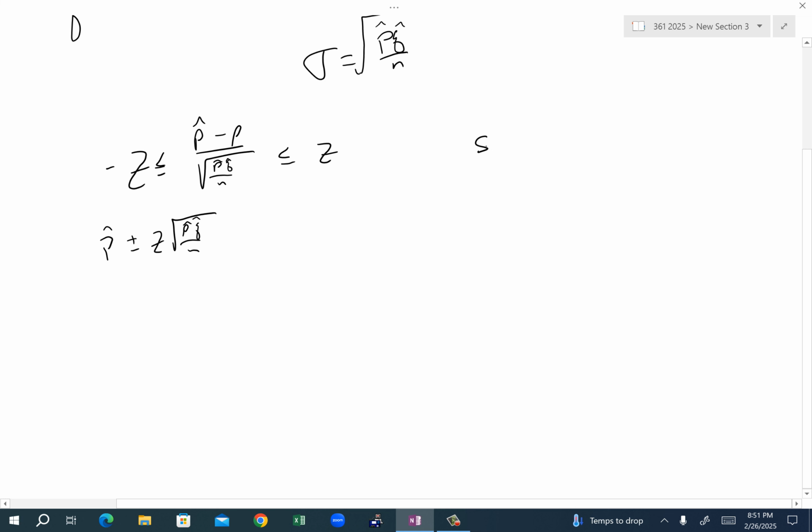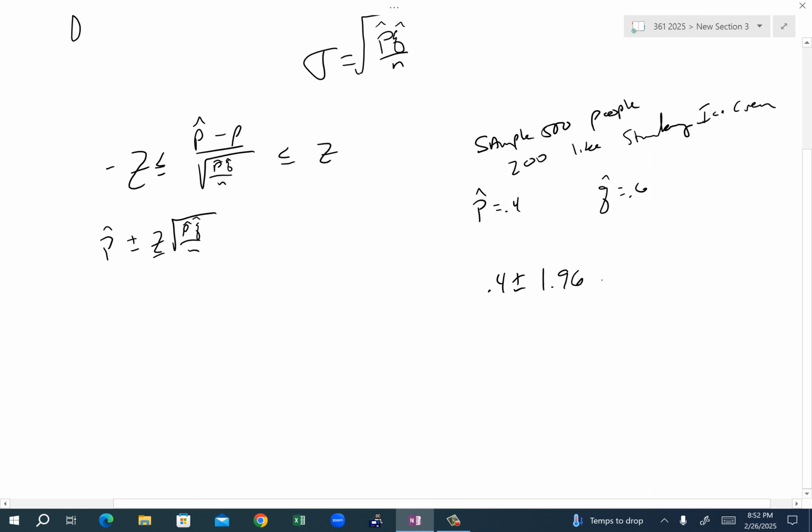So if you went out and sampled, say you sample 500 people, and 200 like strawberry ice cream, that's a P hat of 0.4. Q hat, of course, then is 0.6. Okay, it's that easy. So it's 0.4 plus or minus. Hey, it's a z-score. If I want a 95% confidence interval, it's 1.96. It's that easy as well. 0.4 times 0.6 over 500.